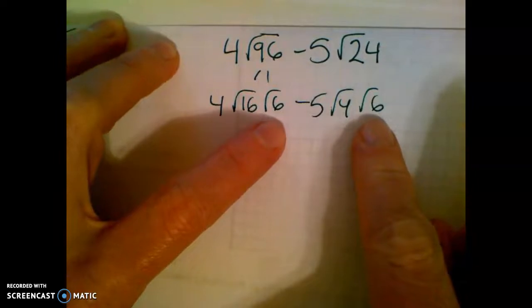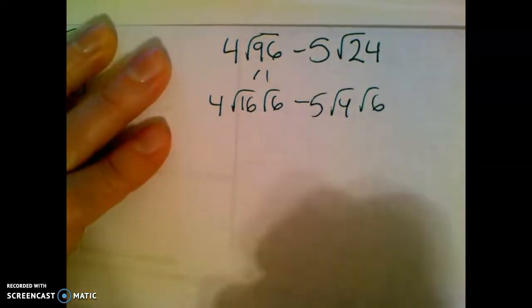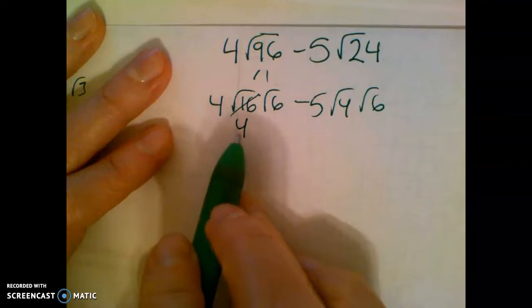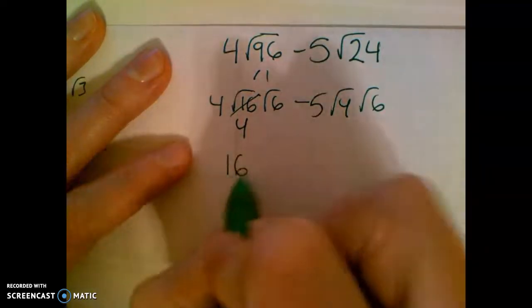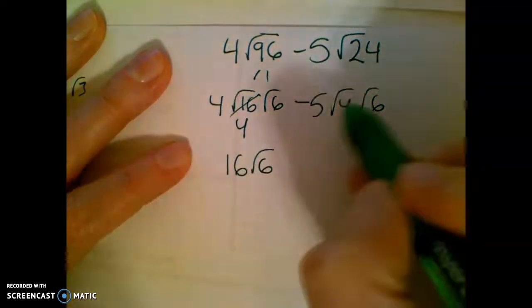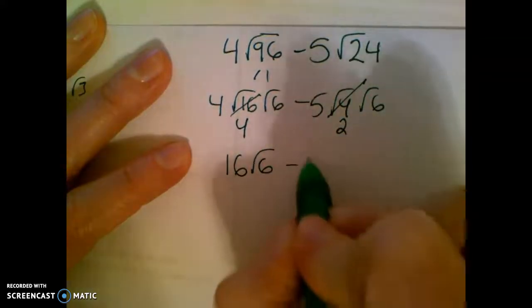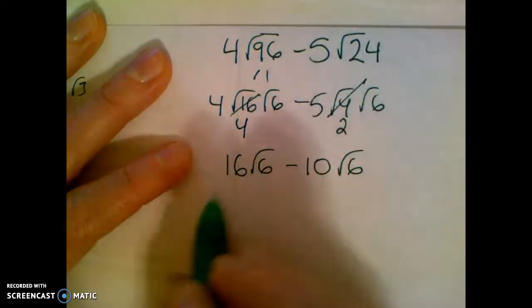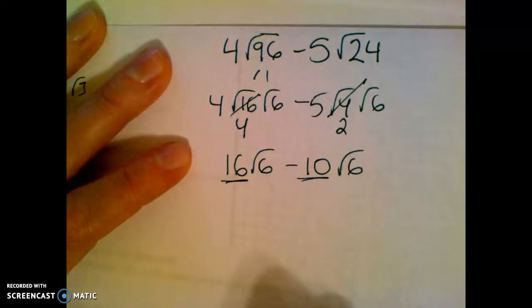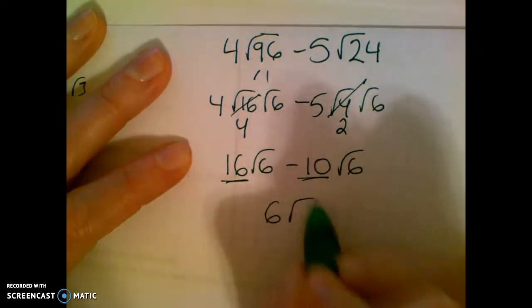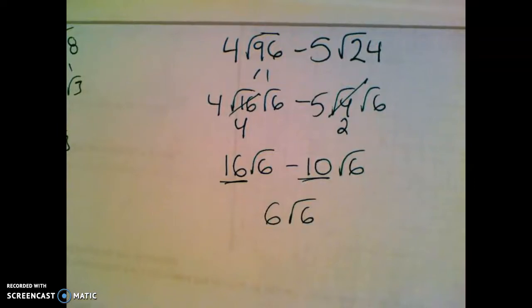And then we can already go ahead and see they're going to have the same radicand there. But root 16 is 4. So now it's an outside number, so 4 times 4 is 16 root 6. Root 4 is 2. 5 times 2 is 10, but it's a negative, so it's negative 10 root 6. And then you just add or subtract the outside numbers. So 16 minus 10, I now have 6 root 6 left over.